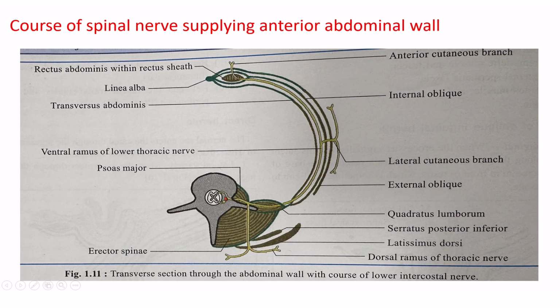Here you can see this is the dorsal root, this is the ventral root, the spinal nerve, this is the dorsal ramus, and this is the ventral ramus. You can see the ventral ramus moving forward between the internal oblique and transverse abdominis. This is the lateral cutaneous branch, and here you can see it piercing the posterior lamella of the internal oblique, then supplying the muscle, then piercing the anterior wall of the rectus sheath, and then becoming cutaneous.